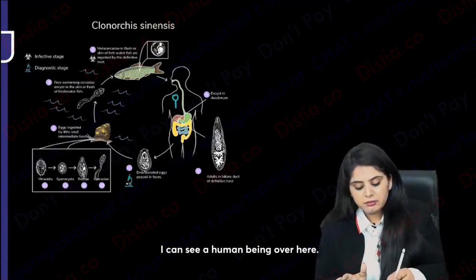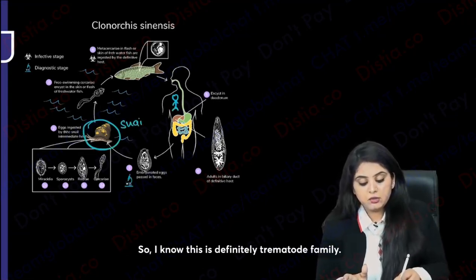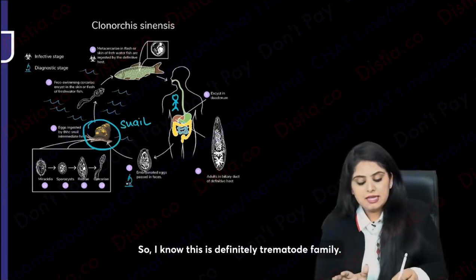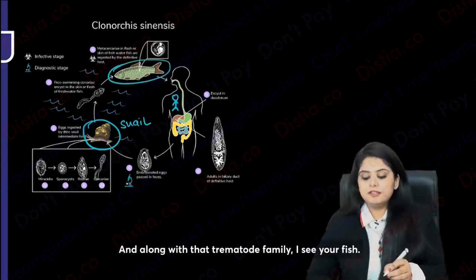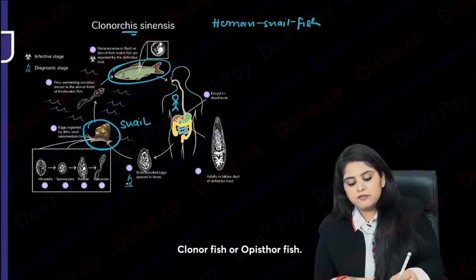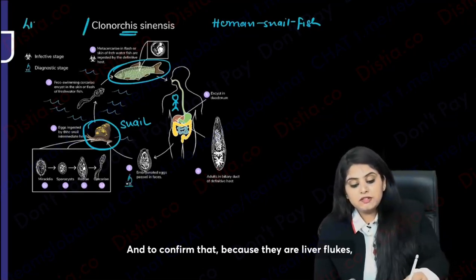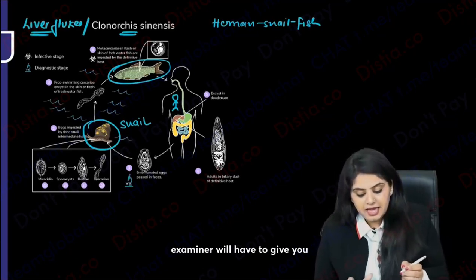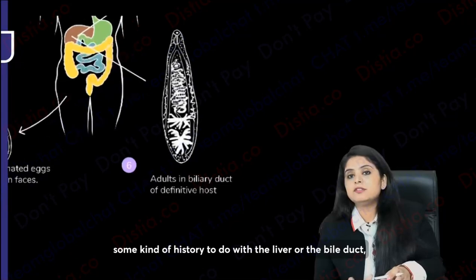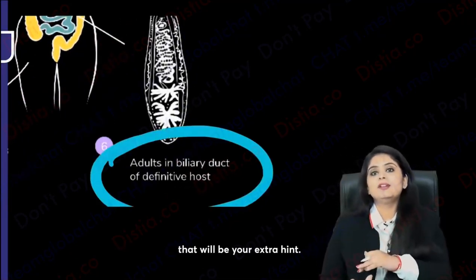I can see a human being over here. Apart from human being, I can see a snail over here. So I know this is definitely trematode family. And along with that trematode family, I see a fish. So when you see a life cycle which is going to be human, snail and fish, you know you're either talking about Clonorchis or Opisthorchis. And to confirm that, because they are liver flukes, the examiner will have to give you some kind of history to do with the liver or the bile duct. That will be your extra hint.